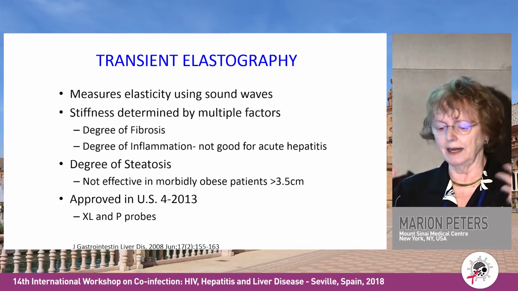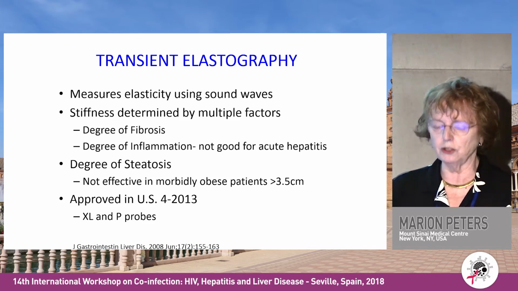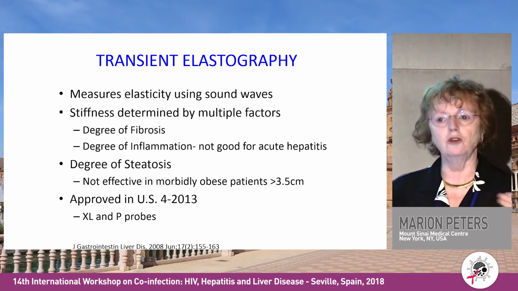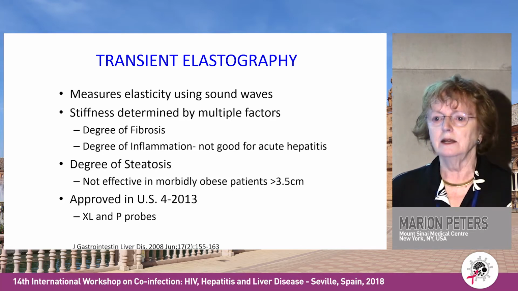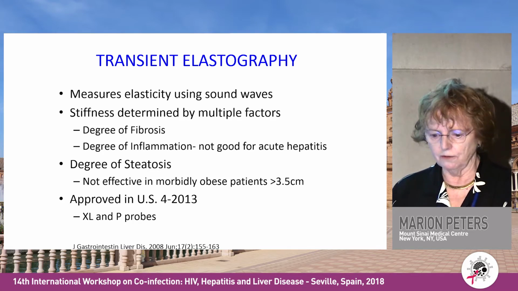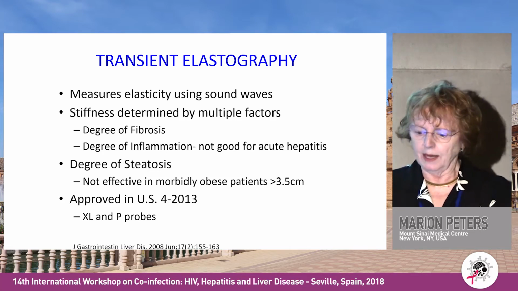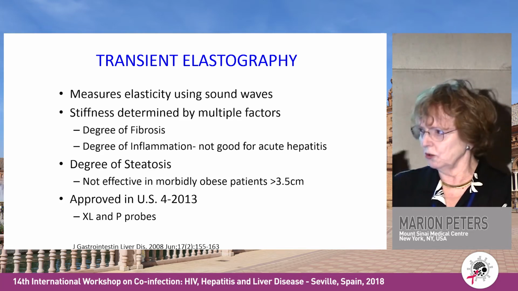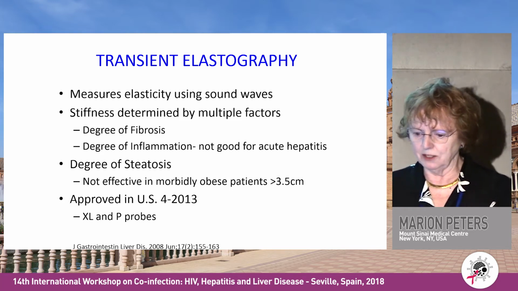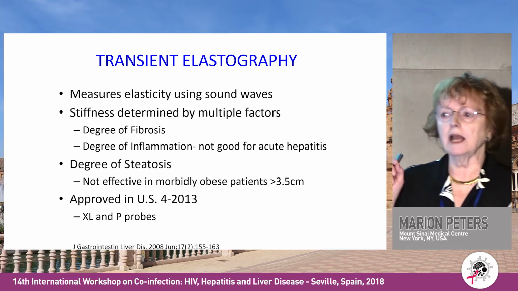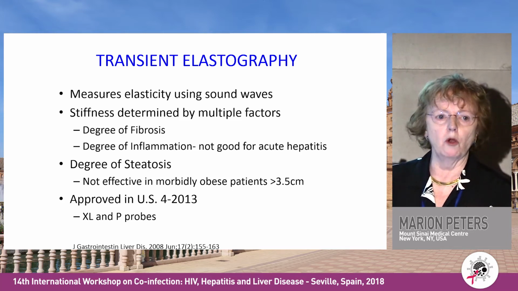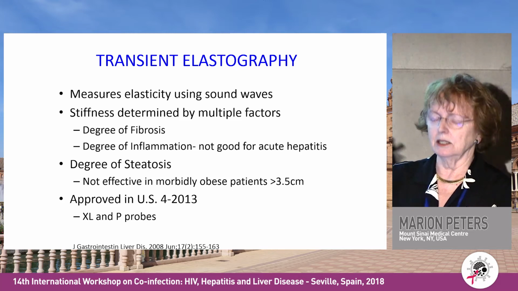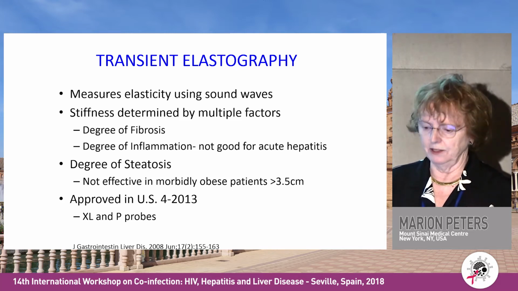The stiffness is determined by multiple factors. We like to say it's determined by the degree of fibrosis, but it's also determined by the amount of inflammation. So it's no good in acute hepatitis because it'll be markedly overestimated. It is affected by the degree of steatosis, and we can talk to Dr. Macias about that after. And it can't be done in patients who are morbidly obese, where the skin to liver distance is more than 3.5 centimeters.